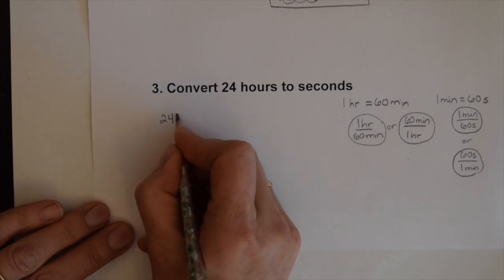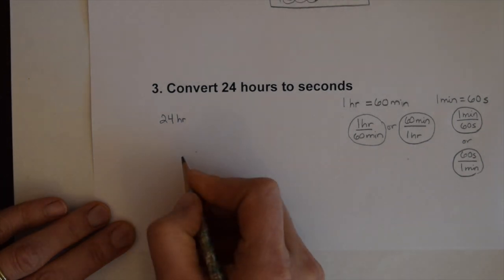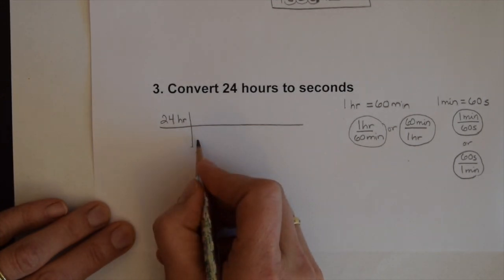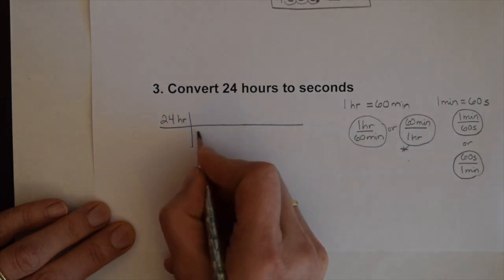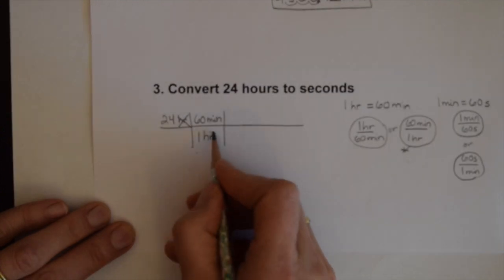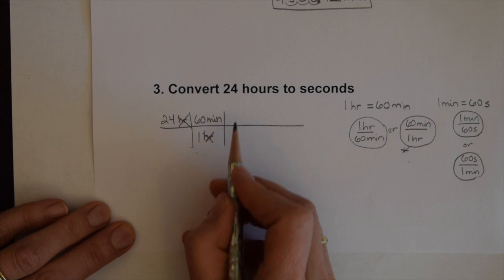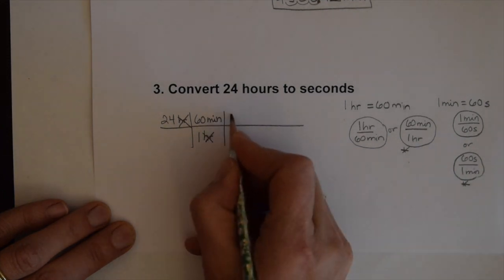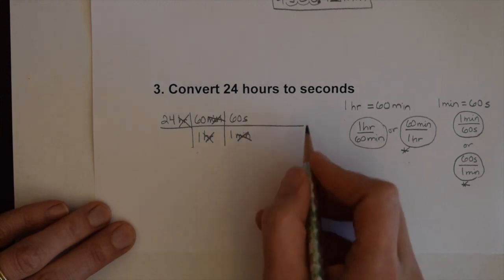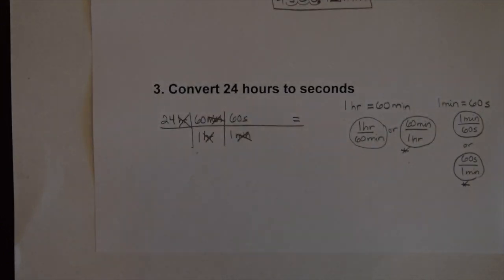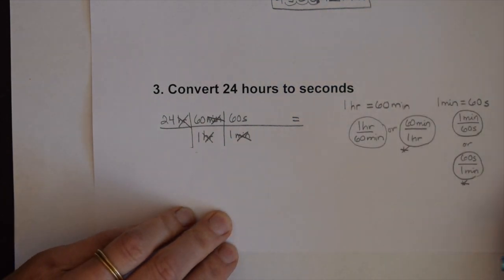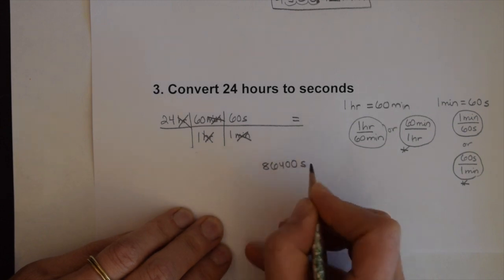Now to solve the problem, and here again you might want to pause the video and try it on your own and then check your result. 24 hours to seconds. I need hours to cancel out, so I'm trying to get rid of hours. I'm going to pick this one, 1 hour on the bottom and 60 minutes on top. That gets rid of hours, but now I need to get rid of minutes. I need to go from minutes to seconds, so I need seconds on top, minutes on the bottom. That's this one, 60 seconds in 1 minute, and that cancels out the minutes, leaving me with seconds. That's perfect. Now I'm ready to solve it. We need 24 times 60 times 60, which is 86,400. And that is our result.